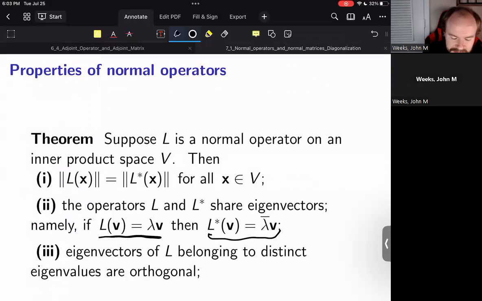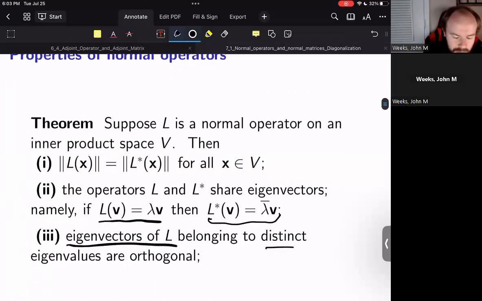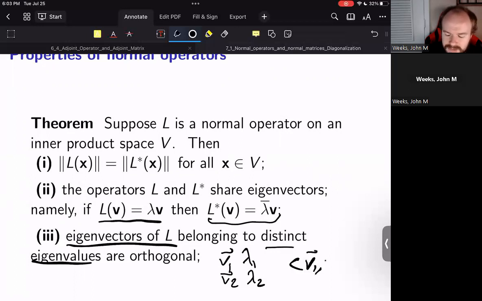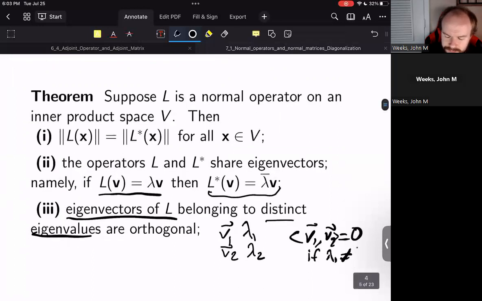And then finally, this last part: eigenvectors of L belonging to distinct eigenvalues end up being orthogonal. That means that if v1 is associated to some lambda 1 and v2 is associated to some lambda 2, then the inner product of v1 and v2 is going to be equal to 0 whenever lambda 1 and lambda 2 are different values. We'll go through and talk about that proof as well, step by step.